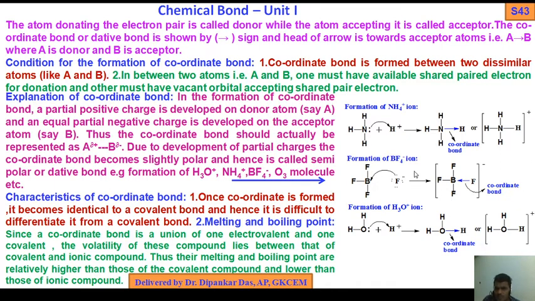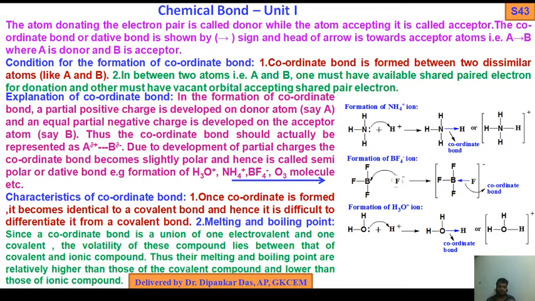Similarly, formation of BF4 minus ion, here F minus lone pair electron is given to boron. Boron has a vacant p orbital, so it is the acceptor atom. So this is the coordinate bond. Similarly, formation of hydronium ion. Water lone pair is given to H plus ion. So this is also a coordinate bond, or you can write like this H3O plus. So this is the formation of coordinate bond in ammonium ion, BF4 minus, H3O plus.